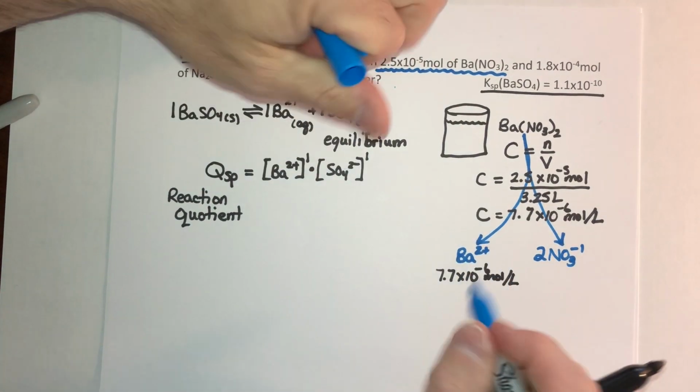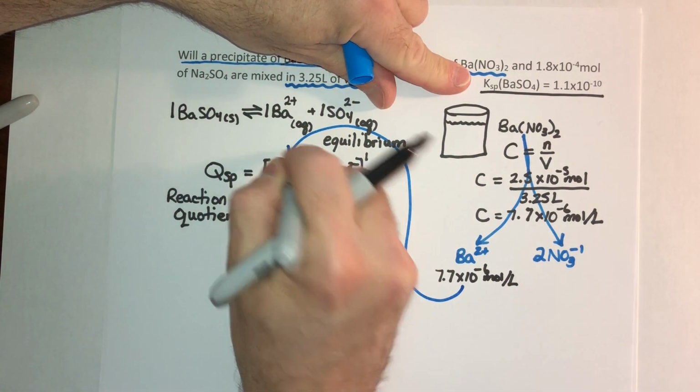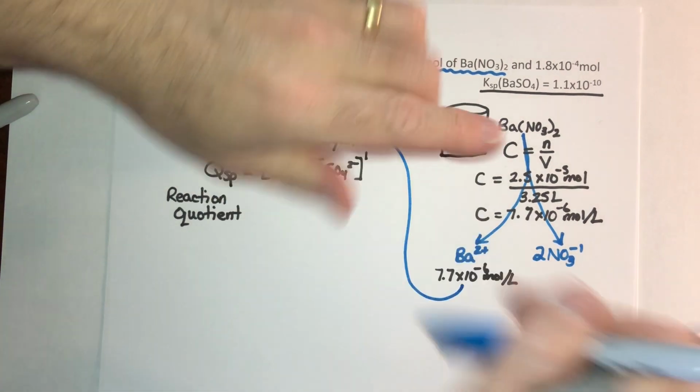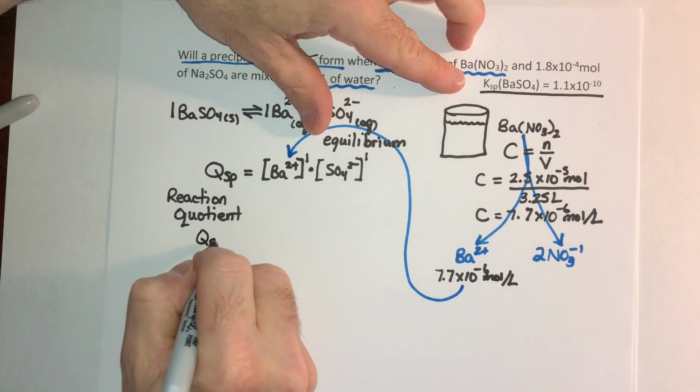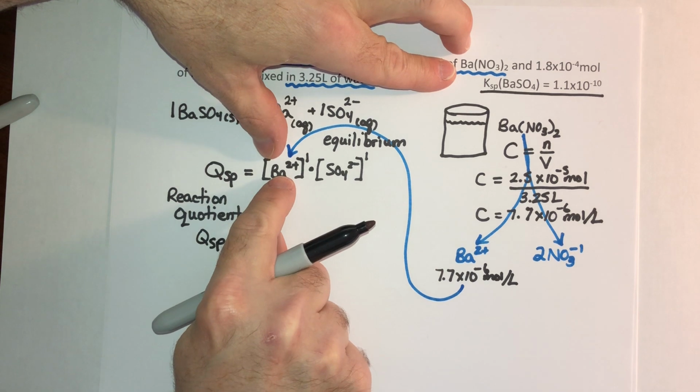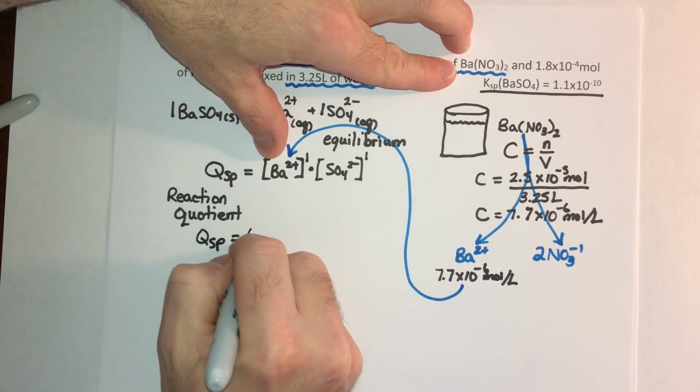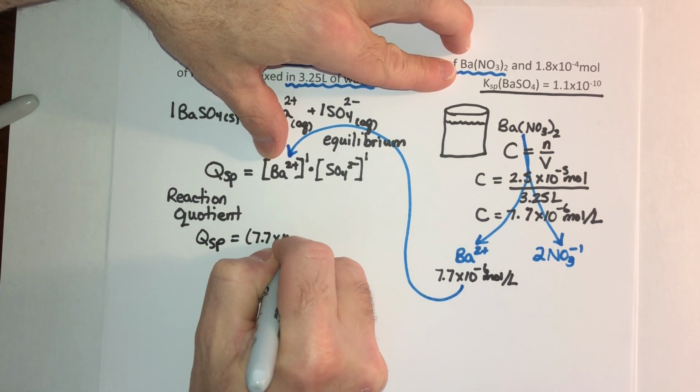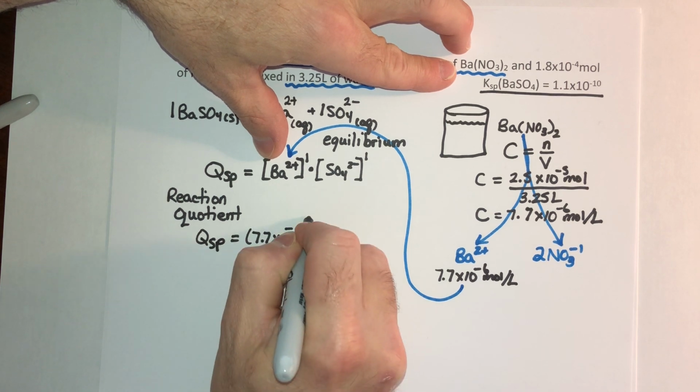So you now know the amount of barium. So if I'm going to calculate my Q, QSP equals, how much barium 2 plus do you have? I have 7.7 times 10 to the minus 6 to the power of 1.